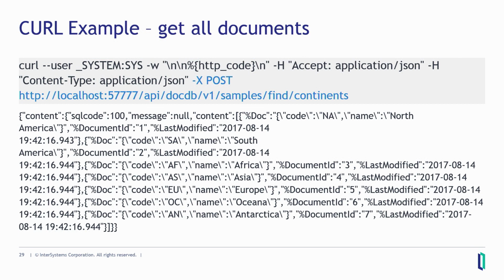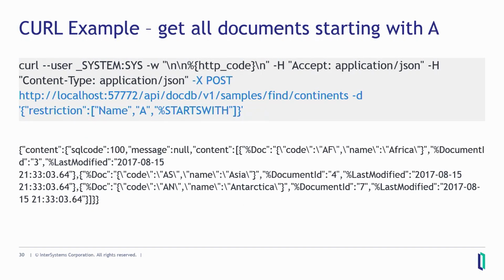So in this case, I'm doing a curl script here, passing in our user credentials, got some header stuff, and then we're going to post to our URL here. So I've got my server address, API DocDB v1, which is working with the document database. Samples is my namespace, find REST service. Continents is my document database. Return all of the documents in my continents database. So I've got seven continents there.